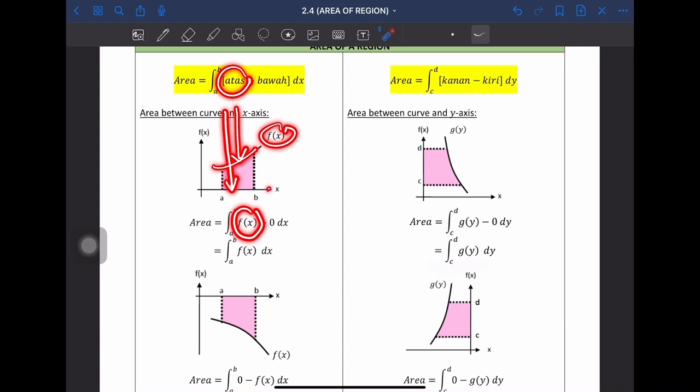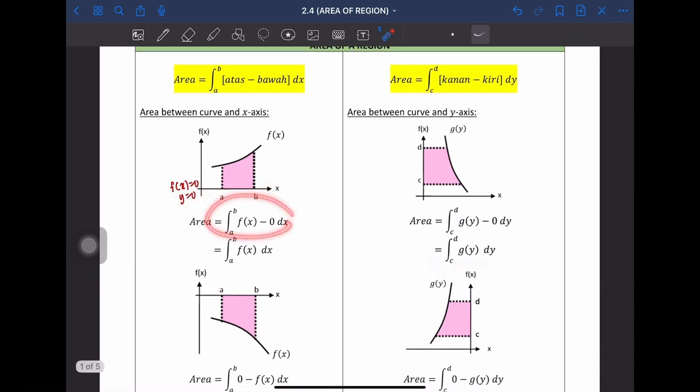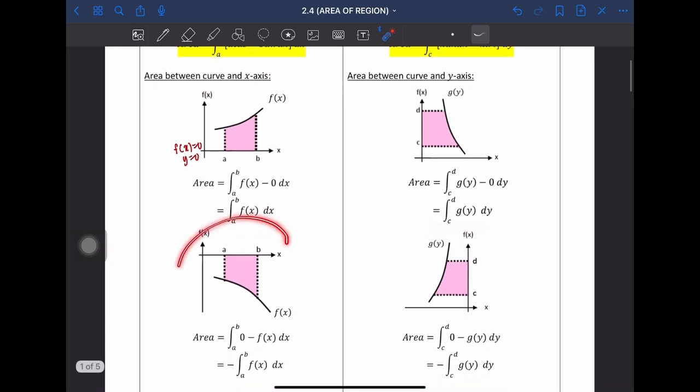So yang ni kita sentuh this one. This is actually fx equal to 0, ataupun y equal to 0. This line is actually fx equal to 0 ataupun y equal to 0. That's why we get this formula. So fx minus 0 jadi fx sahaja. So for this region, area of region, the formula is from a until b fx dx. Simple.